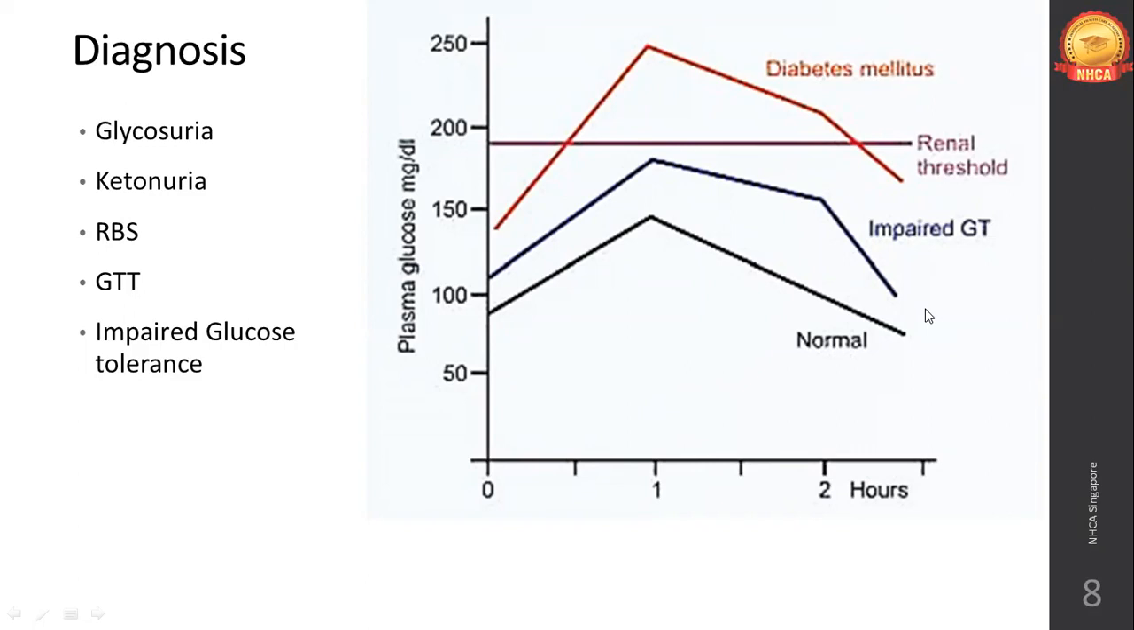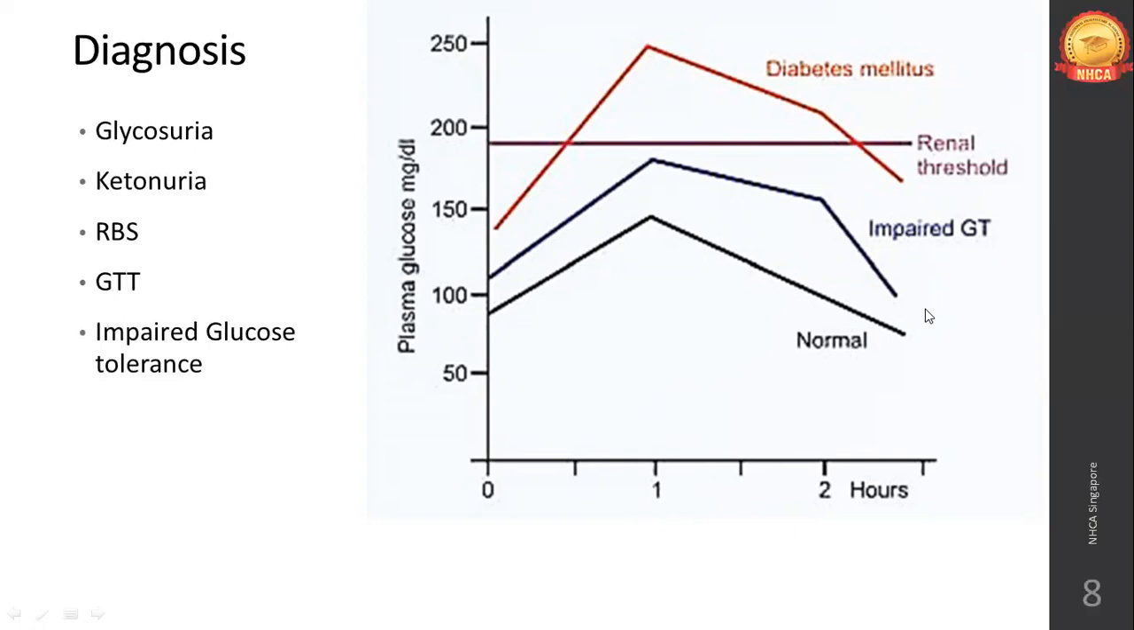Then we have the glucose tolerance test, GTT. When you are fasting, early in the morning, your blood sample will be drawn. Then 75 grams of glucose dissolved in 300 ml of water is given. You can add lemon juice as well, just to make it easier to taste. Then blood and urine specimens are collected every 30 minutes for the next 2 hours.